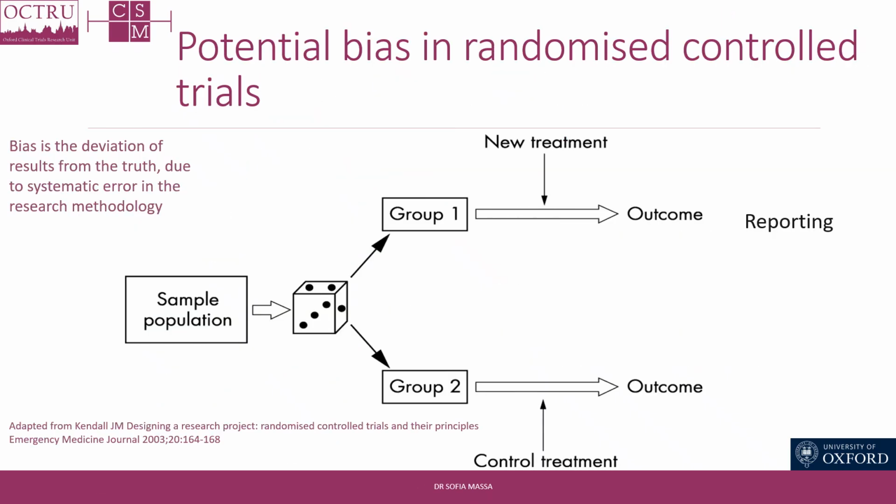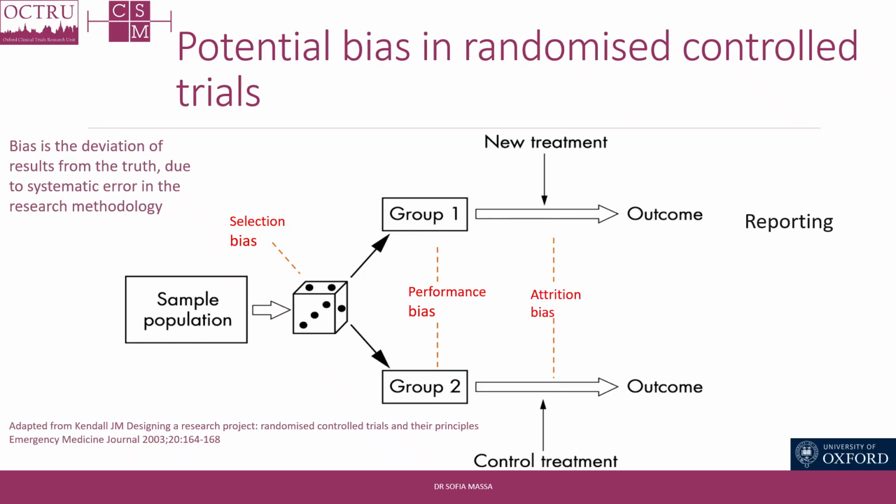Let's have a look at what the potential biases in randomized controlled trials are. First of all, the definition of bias. Bias is the deviation of results from the truth due to systematic errors in the research methodology. Selection bias is due to the methods used to assign patients to study treatment groups. Performance bias occurs when patient or clinician are aware of the assigned treatment and perform differently as a result.